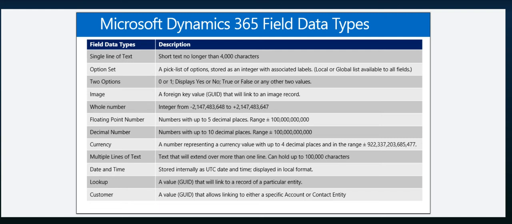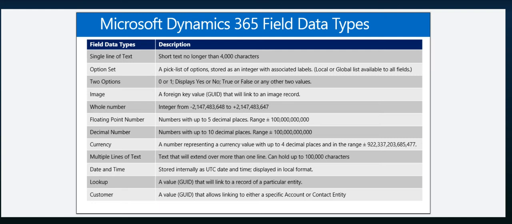So those are the different field and data types that you have access to. This list is primarily just for reference. I'm not going to necessarily go through all of it. That's a single line of text, maximum 4,000 characters. You have option sets, 2 options, image, whole number, decimal numbers, etc. Multiple lines of text can hold up to 100,000 characters, which is sufficient for most things. And of course, there are lookup fields and customer fields.